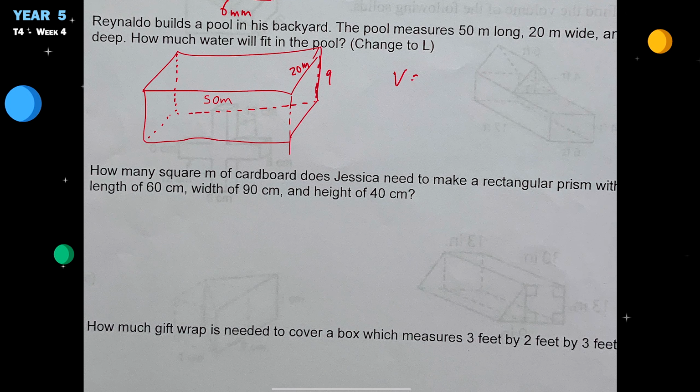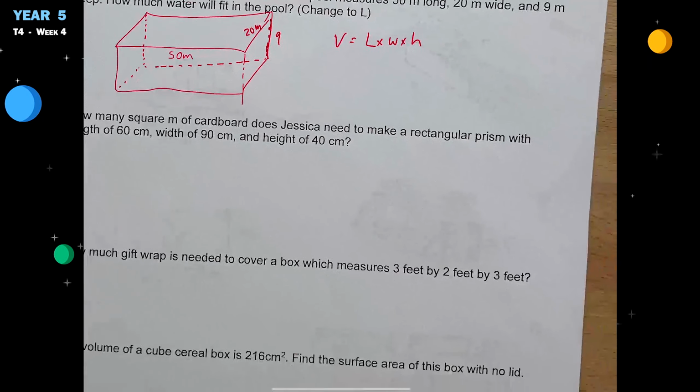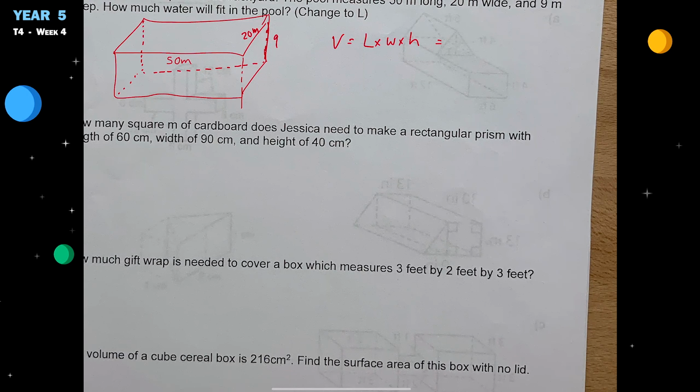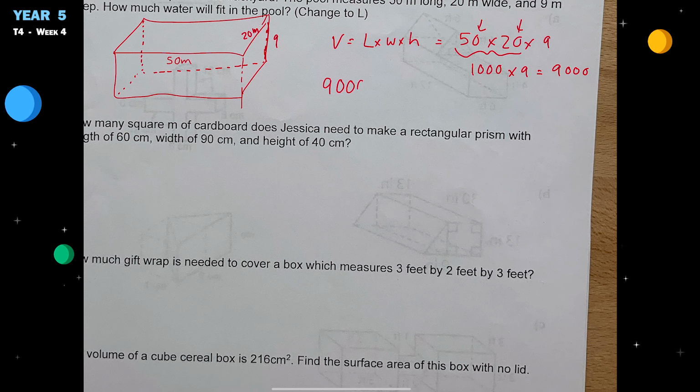So the volume is equal to length times width times height for the rectangular prism, because that's what it is. And that's equal to 50 times 20 times 9. 50 times 2 times 5 is 10 with 2 zeros. Put 2 zeros there. Times 9, that's 9 with 3 zeros. And so we have 9 hundred thousand meters cubed.